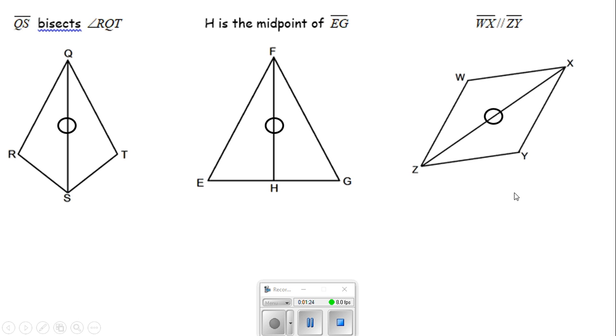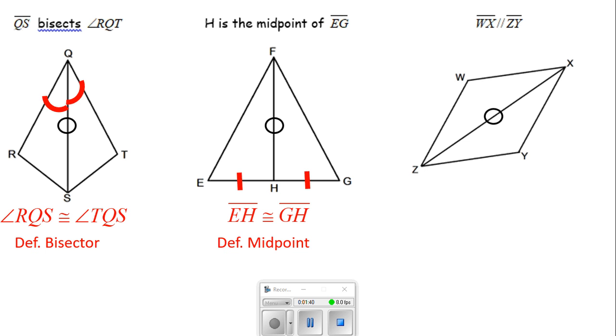But in all three of these, we have a second piece of information that we're going to also add. In the first one, because the angle is bisected, we can say these two angles are congruent. And the reason is the definition of a bisector. Likewise, in the second picture, we know that these two segments are congruent. Segment EH is congruent to GH, and the reason is the definition of a midpoint.